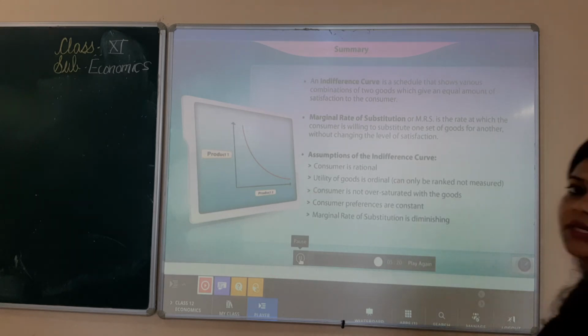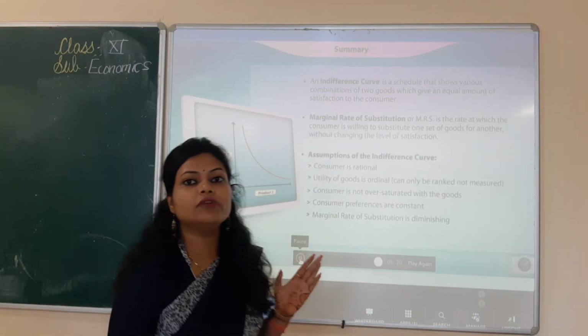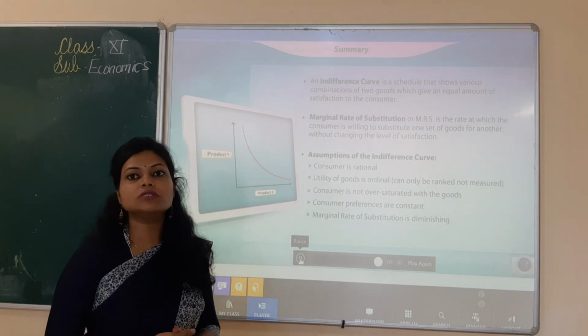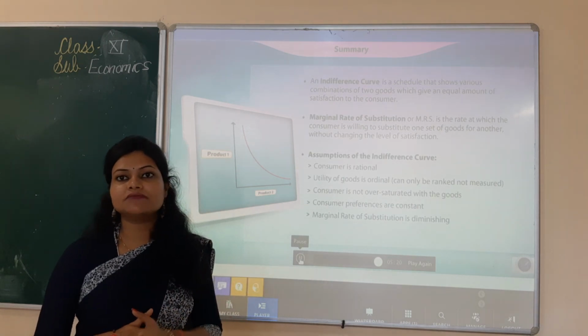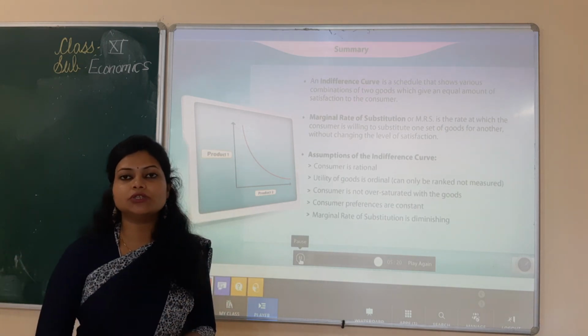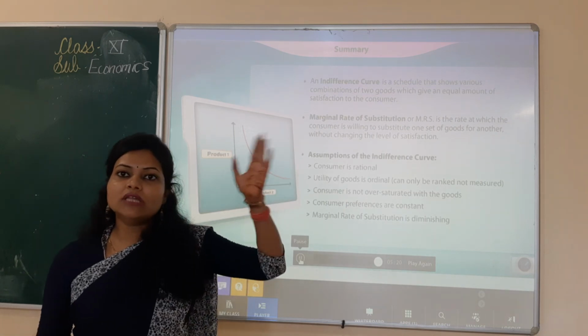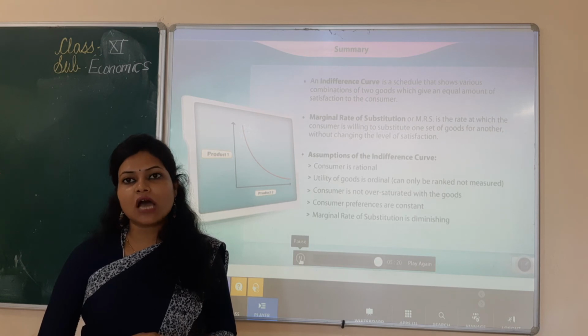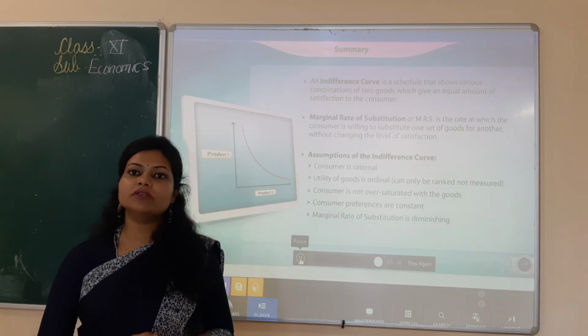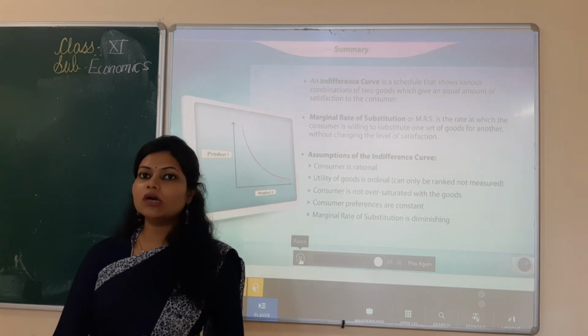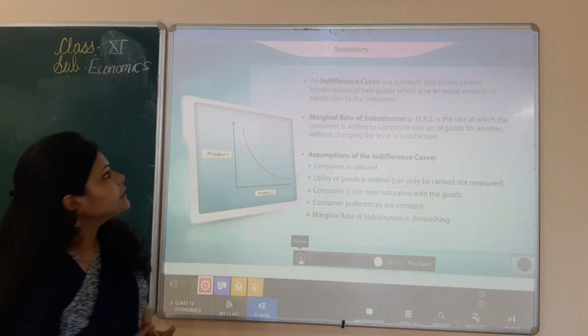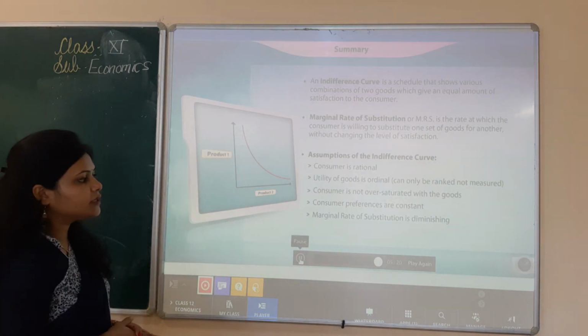Yes students, so here what you have learned is that the different indifference curves show the different levels of satisfaction according to the different budget of a consumer. The higher indifference curve will show the higher satisfaction, and the lower indifference curve will show the lower satisfaction. Now it is the summary of whatever we have seen.